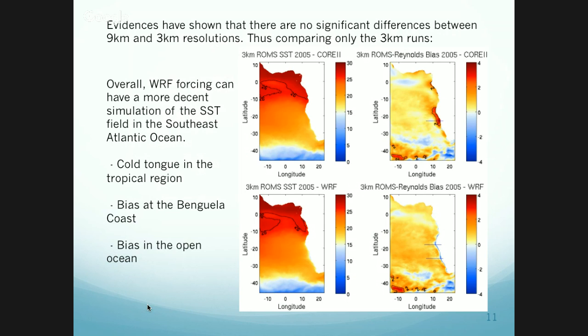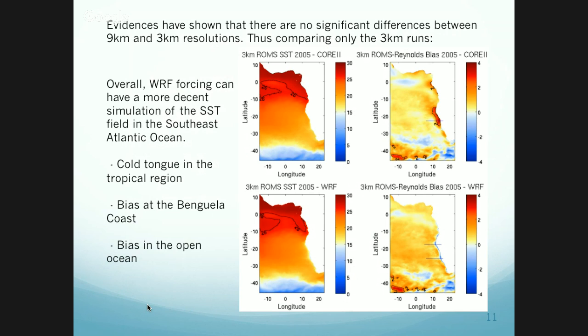Okay, there are several regions that we can notice here. First of all is the cold tongue in the tropical region. For the CORE2 forcing, the cold tongue here is actually a little bit colder. The color is kind of hard to see here.